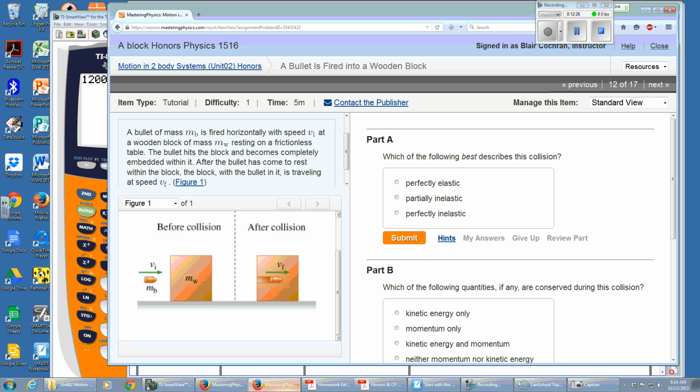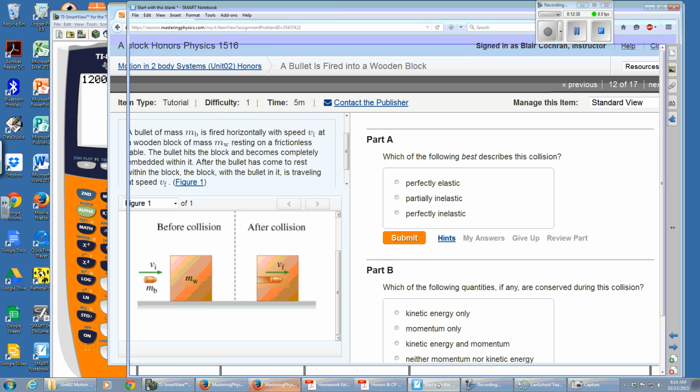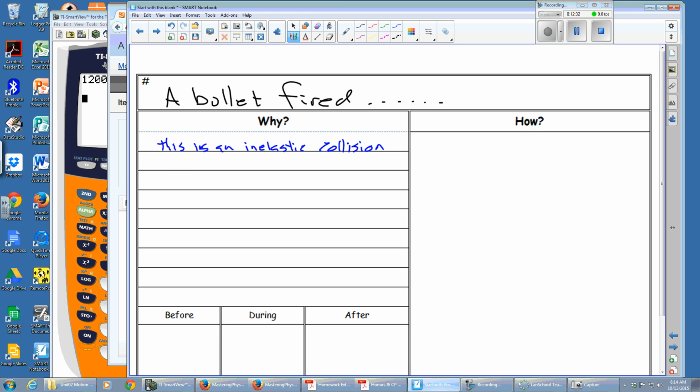Every author has their own little things on here. So in an inelastic collision, momentum is conserved. That's easy, right? Because that's in every collision. Is kinetic energy conserved? No. Is velocity conserved? No. The only thing that's conserved is momentum. I'm going to make myself a note: 2 bodies before, 1 after.